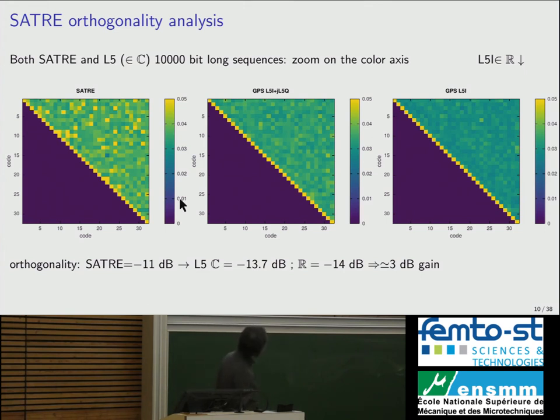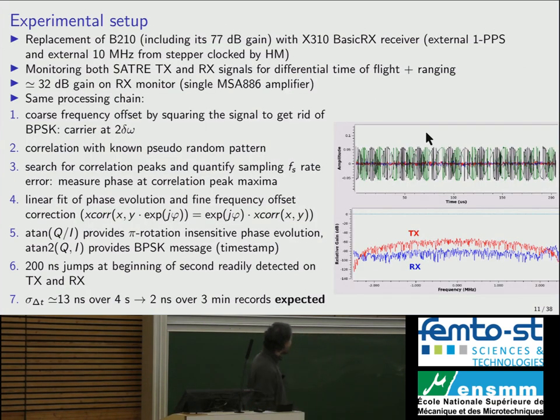If you were to take L5 complex, you gain 2.7 dB, and with the real part, you gain 3 dB. So there is definitely a benefit in running the L5 real part of the code as opposed to the SATRE pseudo-random sequences that were selected in the 80s. So that's the story about SATRE.